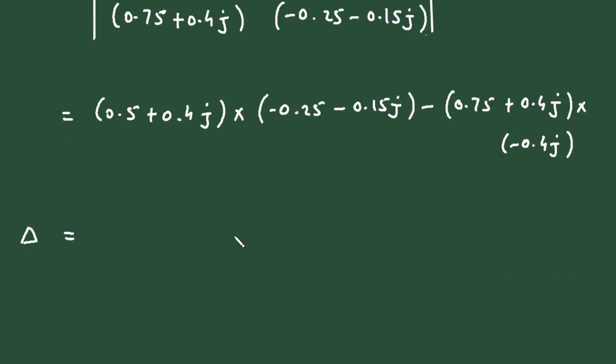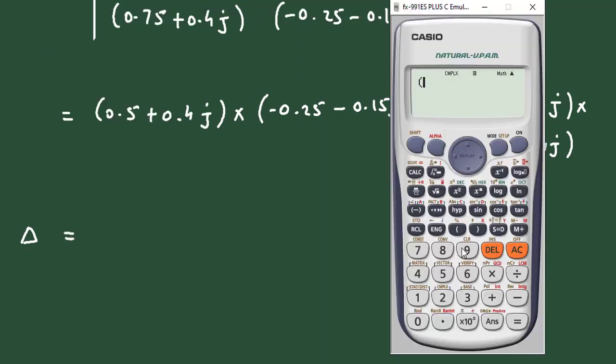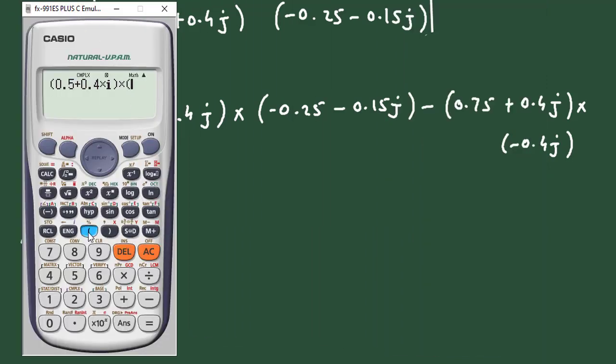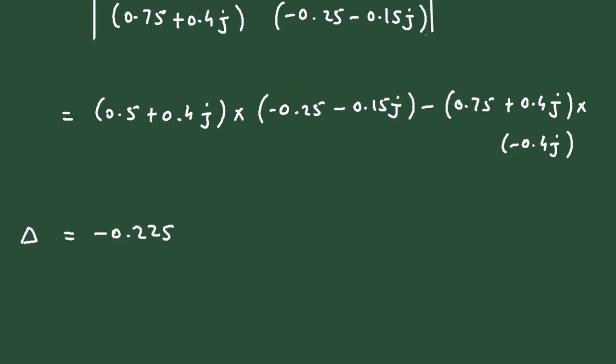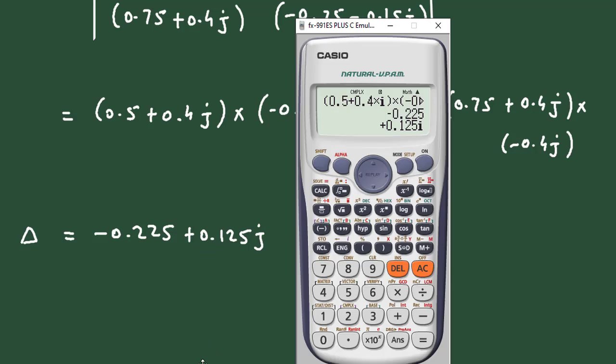So this is the value of delta. If we solve this, we get the value of delta: (0.5 + 0.4j) multiplied with (-0.25 - 0.15j) minus (0.75 + 0.4j) into (-0.4j). It is equal to 0 minus 0.225, that is, -0.225 + 0.125j. So this is the value of delta.